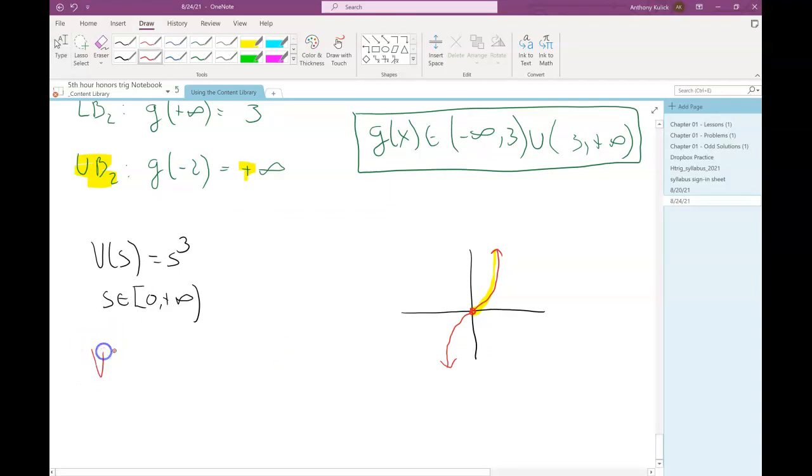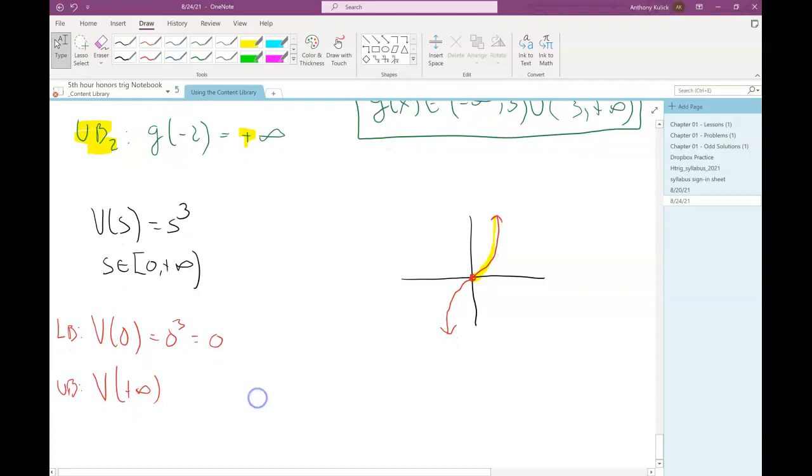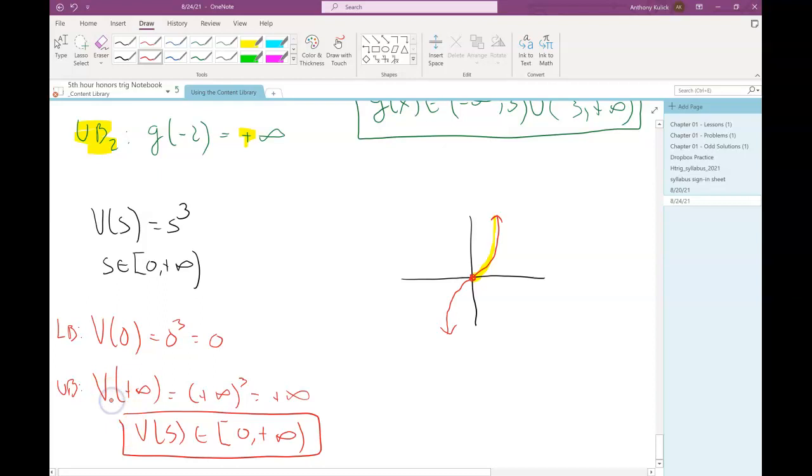So this should be fairly easy. I just need to do v of 0 and v of infinity to get my lower bound and my upper bound. Well, 0 cubed is just 0. Infinity cubed is just infinity. So my range is the same as my domain was. Not shocking, considering it was an odd polynomial.